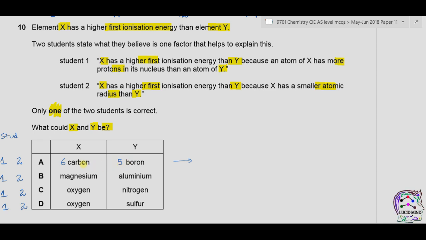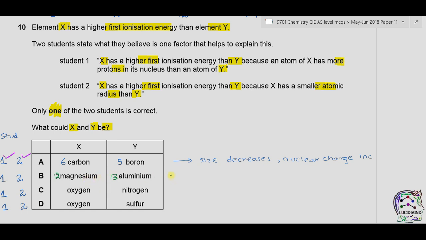This is because atomic number increases and the force of attraction between the nucleus and outer electrons also increases, and also the size of the atom decreases. So it means both students are correct. In B, we have magnesium and aluminum. The atomic number of magnesium is 12 while that of aluminum is 13.